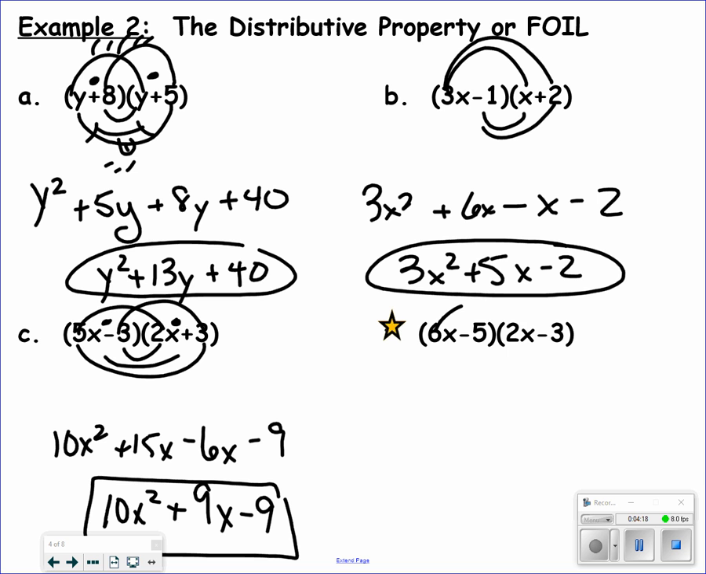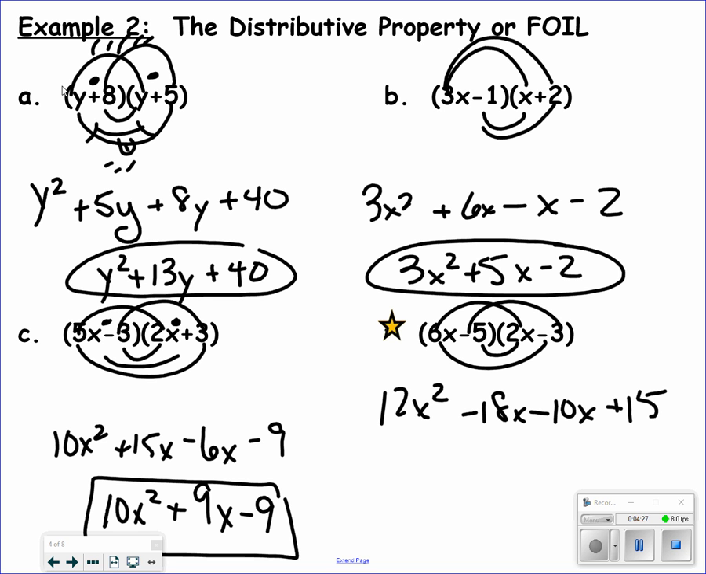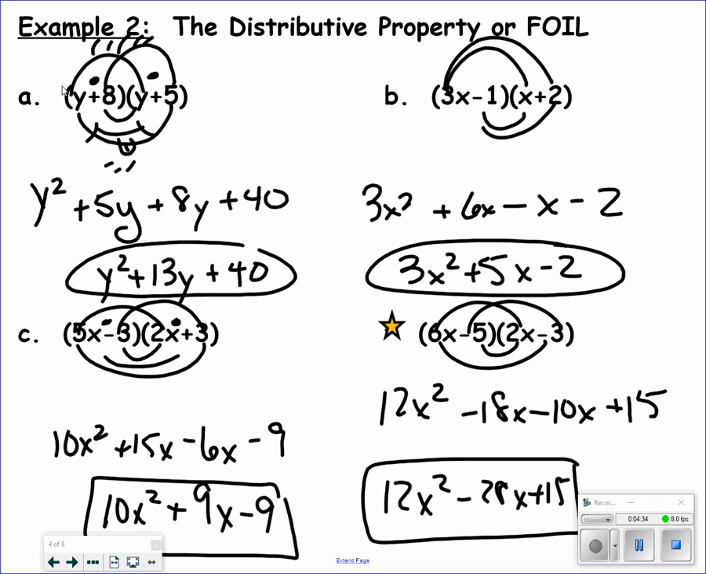All right, welcome back. Here we go. 12x squared minus 18x minus 10x plus 15. Add the like terms together. If you got 12x squared minus 28x plus 15, you got it right. So that is FOILing. That is only when you're taking a binomial times a binomial. I probably should have said that in the beginning, but anytime you're taking a binomial, which is two terms, times a binomial, which is two terms, that is referred to as FOIL.